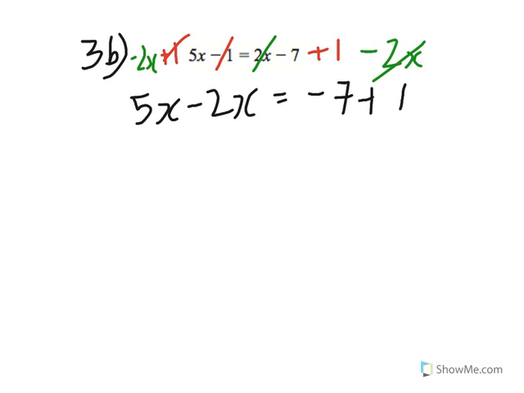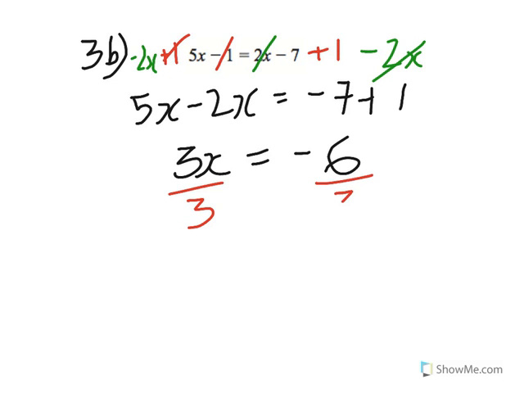Now you just solve separately. So 5x minus 2x is 3x. Negative 7 plus 1 is negative 6. Now we're going to divide both sides by 3 to get x alone and find out the value of x. So 3 and 3 will cancel to give me 1x. So 1x, or x, is equal to negative 6 divided by 3, which is negative 2.